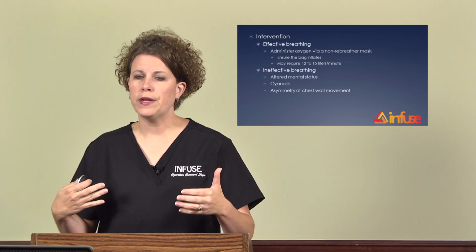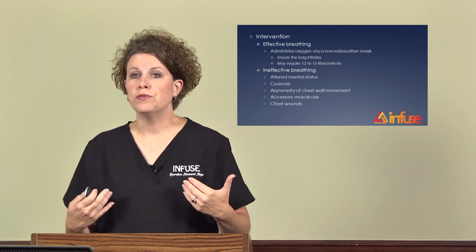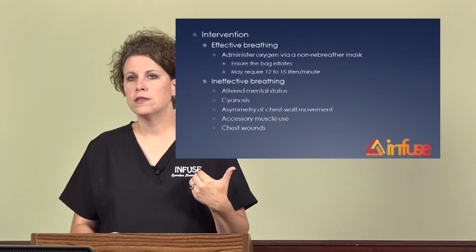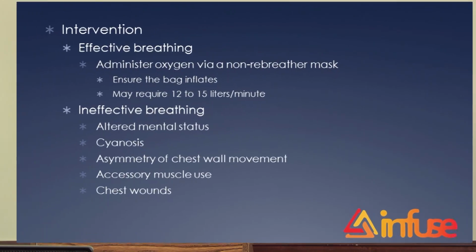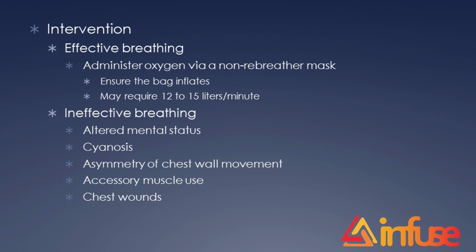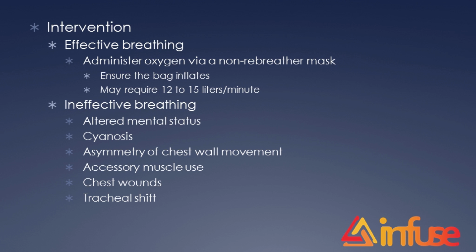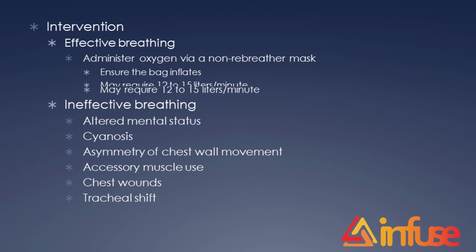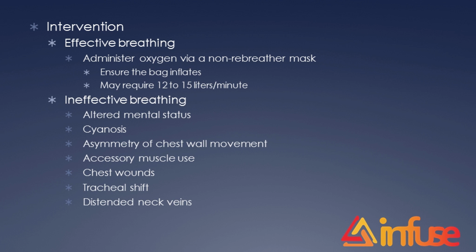We've talked about that already. Do they have a chest wound? Is there a bullet sitting in one of their lungs? Do they have a penetrating object going through their chest? Do they have a tracheal shift? That would cause ineffective breathing. Distended neck veins, and then altered breath sounds. Those are all assessment areas that we need to look at that give us direction on how to intervene for that patient. Whatever the problem is that we see, we need to try to intervene to fix that to ensure that they have adequate breathing.